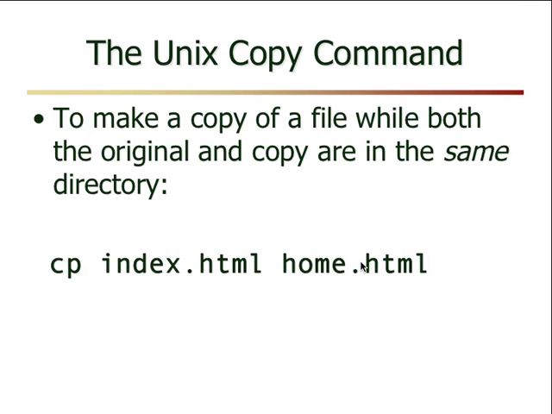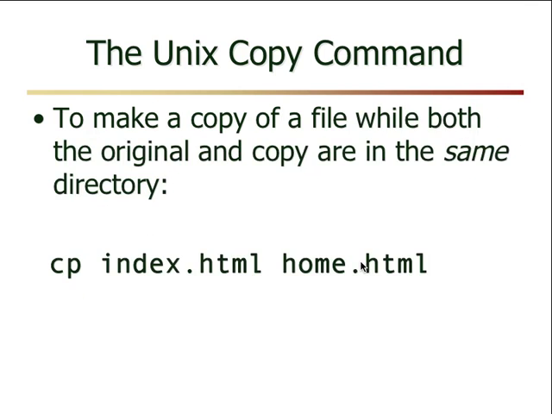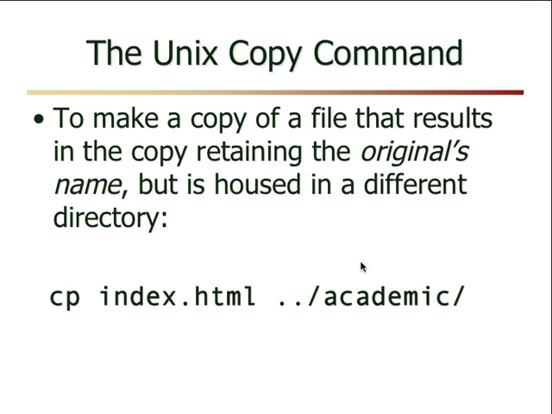So here's how to make a copy of a file where both the original and the copy are in the same directory. We've got index.html to home.html. We can copy and change it at the same time, just by renaming the file. If we copied index.html to home.html, we end up in the same directory. We can also copy it and move it by essentially creating another copy somewhere else, not really a move. So to make a copy of the file that results in the copy remaining in its original location, but is housed in a different directory.